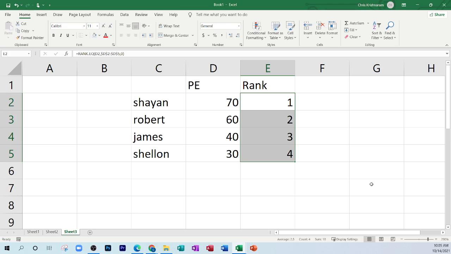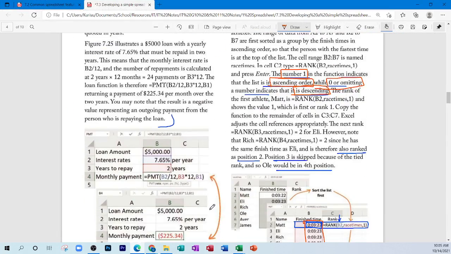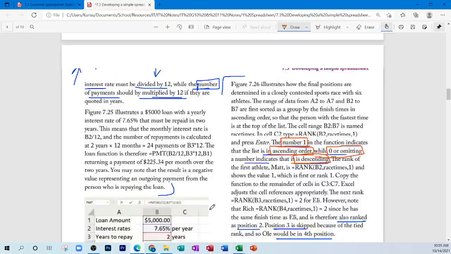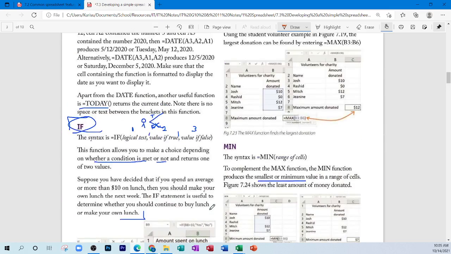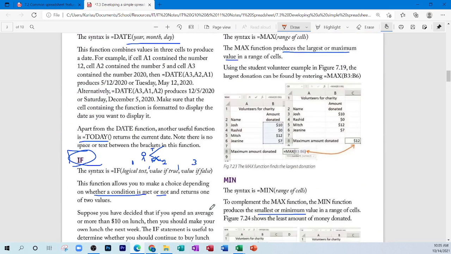Alright, now it's time for any questions that you guys have on any one of the functions you didn't understand before we wrap up. We looked at rank, we looked at PMT, we looked at min, we looked at max, we looked at if. Any comments?